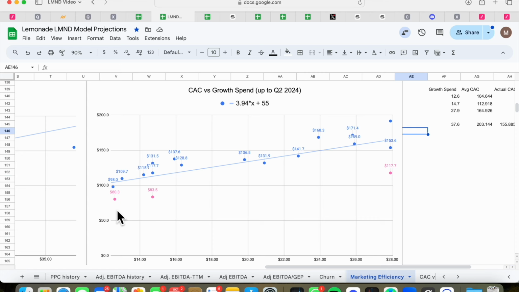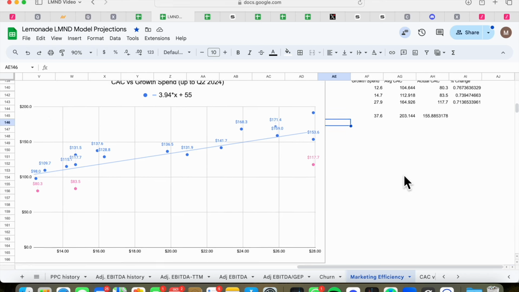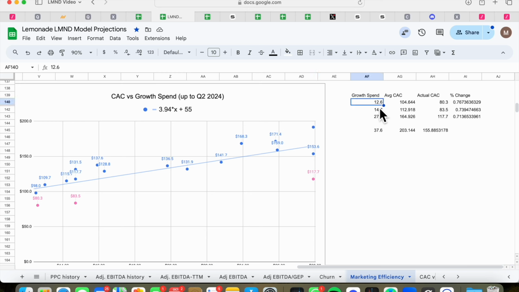So I have 3 of these Q3 quarters highlighted in pink, and you can see Q3 tends to be more efficient. Over on the side here, I put in these different data points for how much growth spend they spent, and if you follow the trend line, where that value would have come in, somewhere between $104 and $164 of customer acquisition cost, but then what actually came in for Q3. And you see from the trend line, it's about 70 to 76, 77% less than what the trend line average would show.